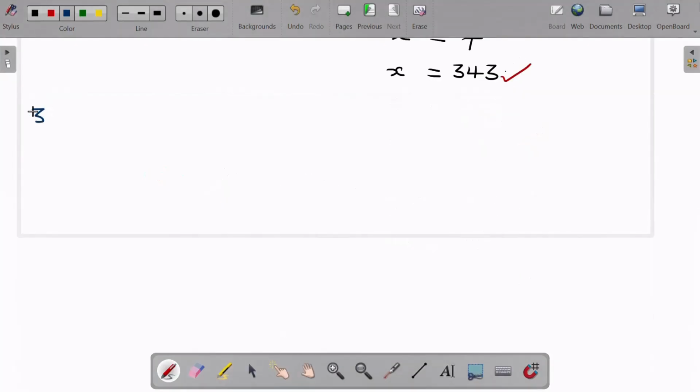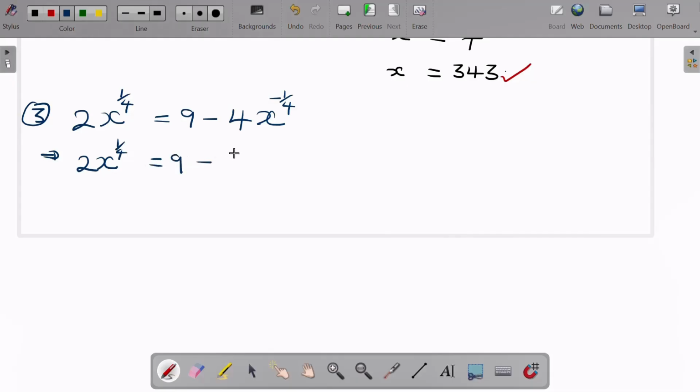Let's go for number 3. We have 2x raised to the power of a quarter equals 9 minus 4x raised to the power of negative a quarter. We are to solve for x still. So this is the same as having 2x raised to the power of a quarter equaling 9 minus 4 divided by x raised to the power of a quarter, since the power is negative.